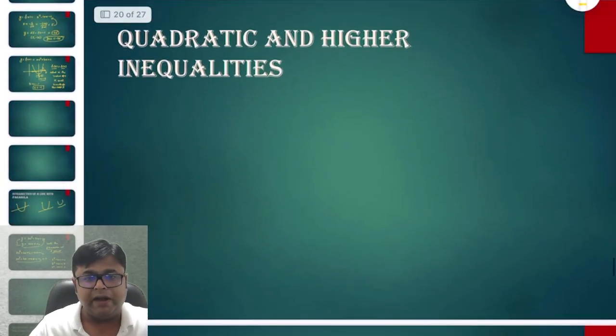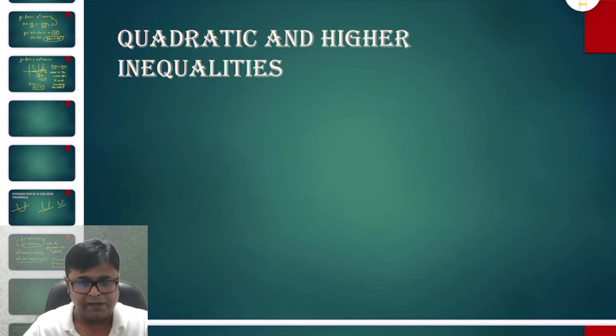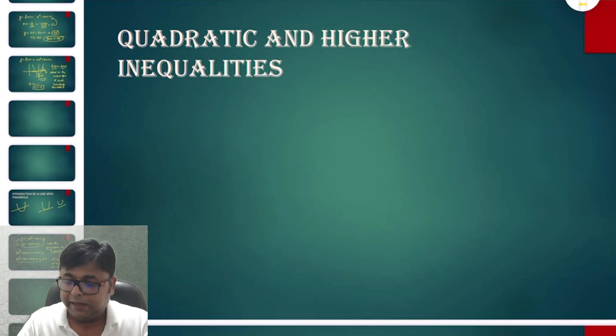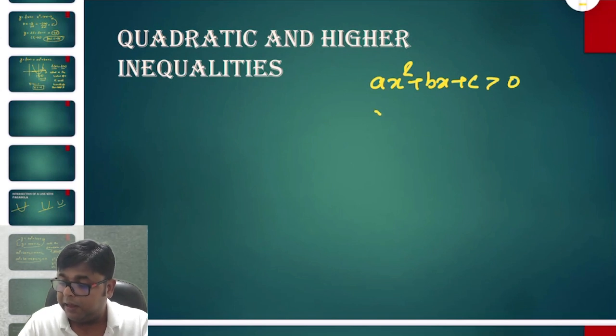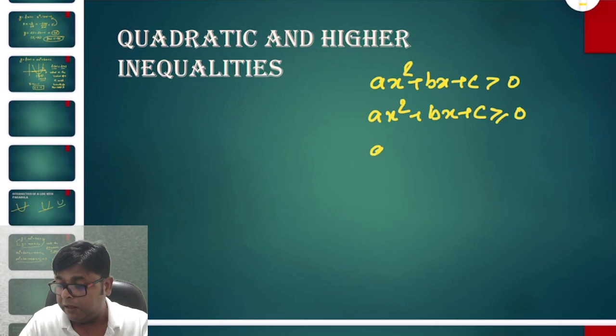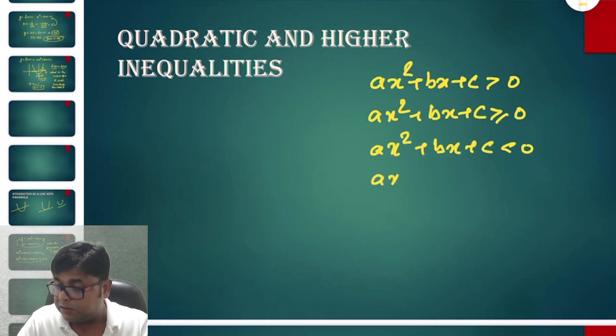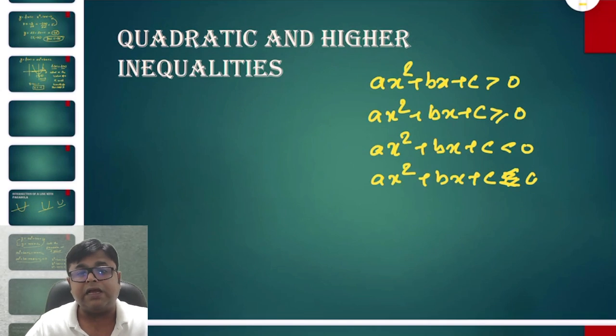Let's move on to quadratic and some higher inequalities. Now, when I say quadratic inequality, I have ax square plus bx plus c greater than 0, ax square plus bx plus c greater than or equal to 0, ax square plus bx plus c less than 0, ax square plus bx plus c less than or equal to 0. Equality can also be there. These types of inequalities are there for quadratics.